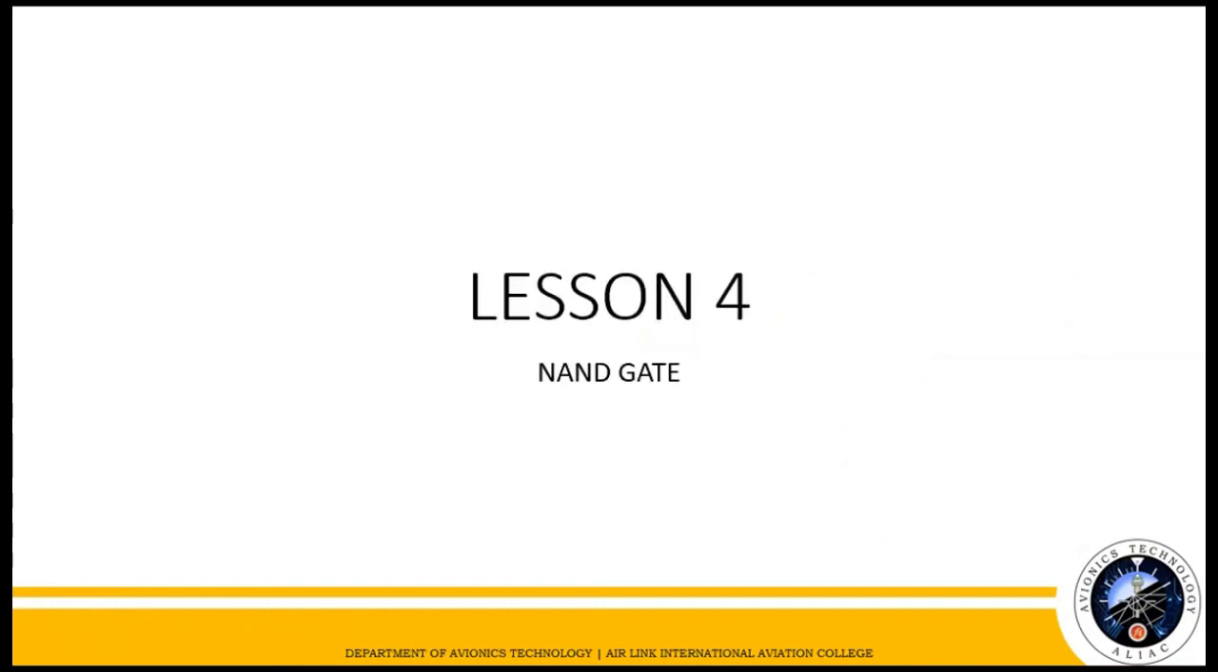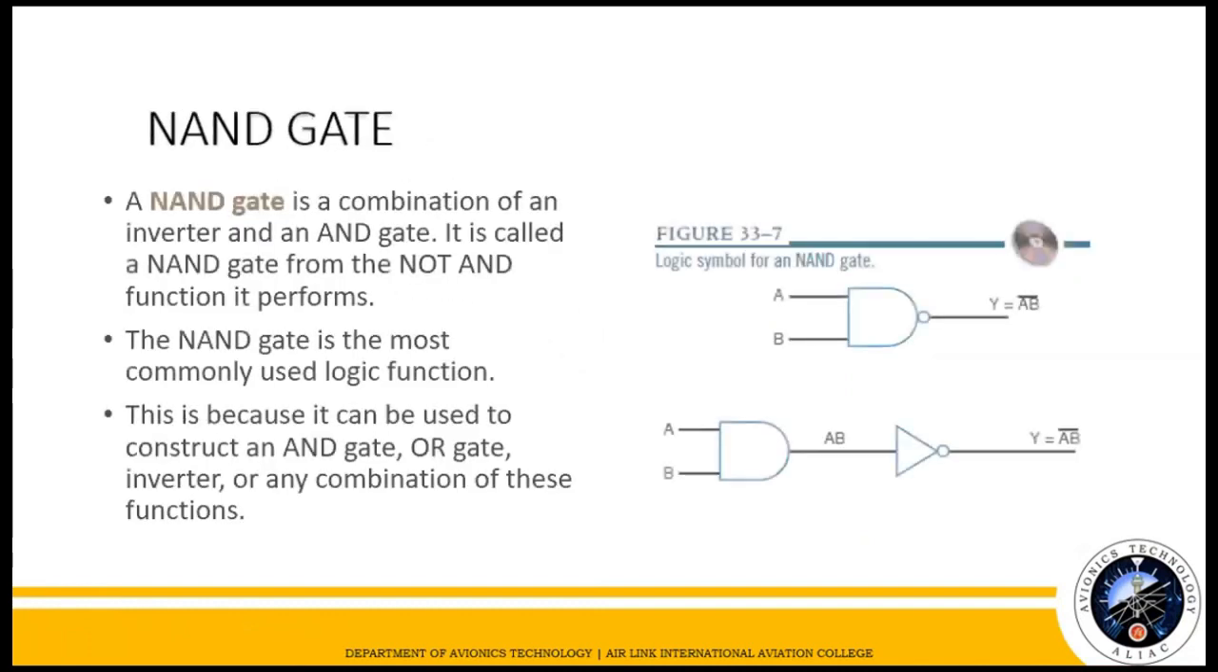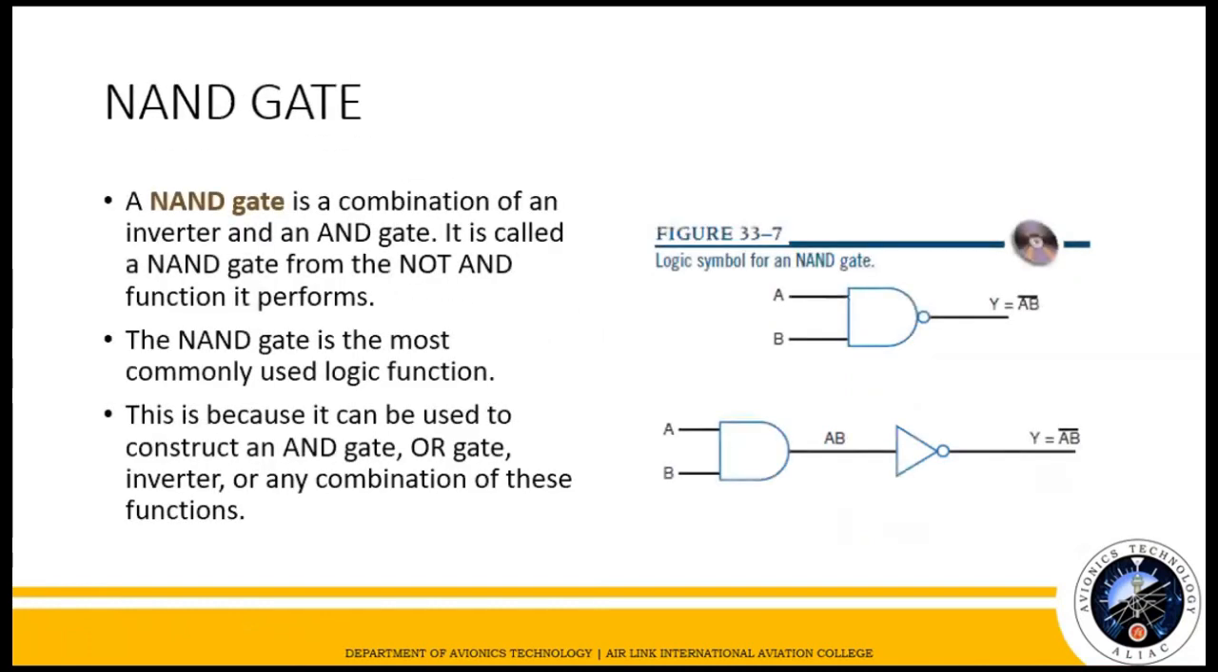Let's go to the NAND gate. So the NAND gate is a combination of an inverter and an AND gate. It's called a NAND gate from the NOT AND function it performs. The NAND gate is the most commonly used logic function. This is because it can be used to construct an AND gate, OR gate, inverter, or any combination of these functions.